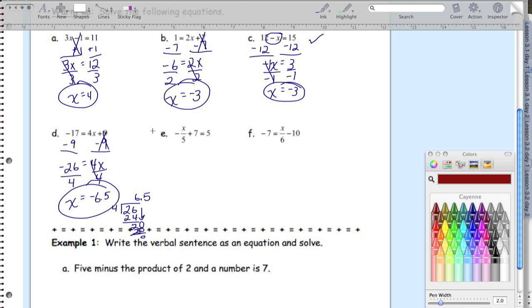Letter E, negative x over 5 plus 7 equals 5. This negative sign can go with either the x or the 5, and here's why. Let's say x is 10. If I make it negative x over 5, so if I put the negative with the numerator, that's like saying negative 10 over 5, which would give me negative 2. If I put the negative sign with the denominator, so it would be x over negative 5, I would get 10 over negative 5, which equals negative 2.